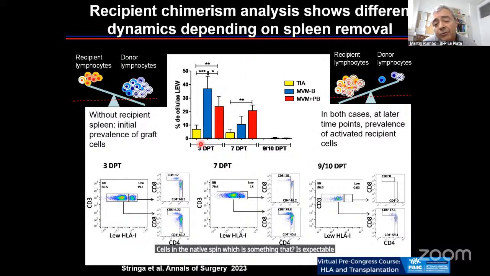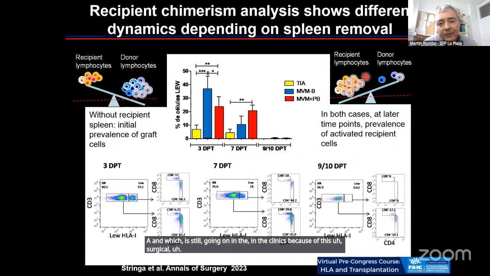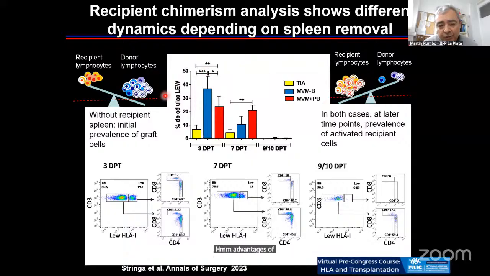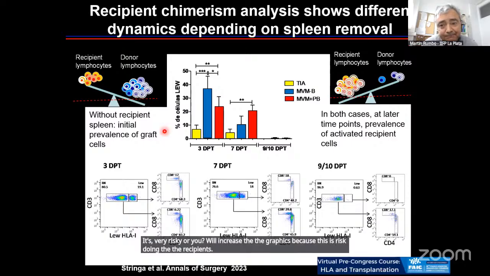So we contribute with this experimental model to this controversy, which is still going on in the clinics because of the surgical advantages of doing splenectomy. But from the immunological point of view, it's very risky, as you will increase the graft-versus-host disease risk by doing the recipient splenectomy.